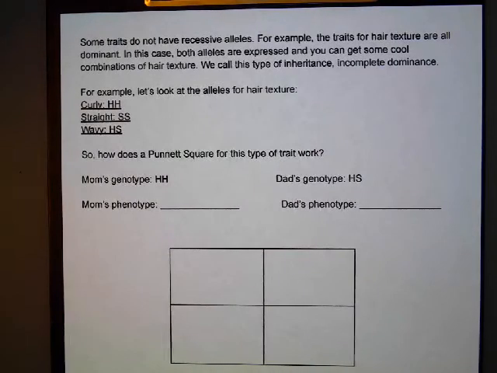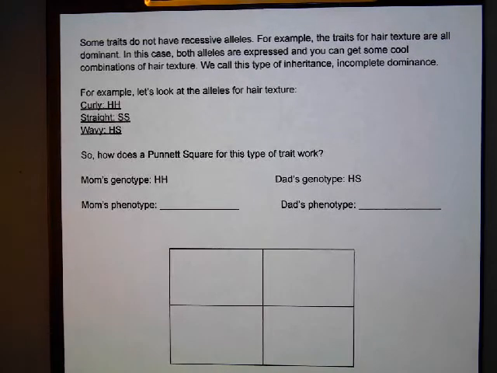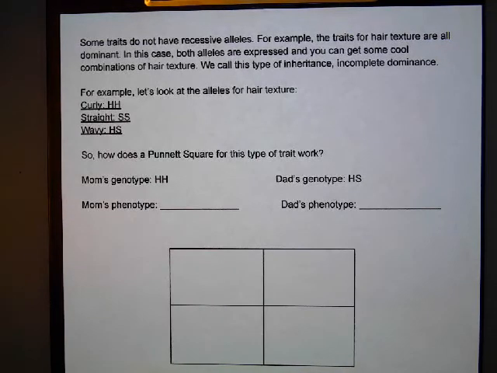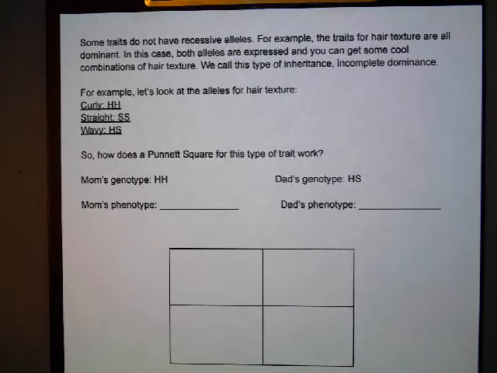Sometimes traits do not have recessive alleles. For example, the traits for hair texture are all dominant. And in this case, both alleles are expressed in the pair, and you can get some really cool combinations of hair texture. We call this type of inheritance incomplete dominance because neither allele fully covers up the other allele, and both are expressed, but they're kind of mixed. You can think of this incomplete dominance as being like a mix between the two alleles.